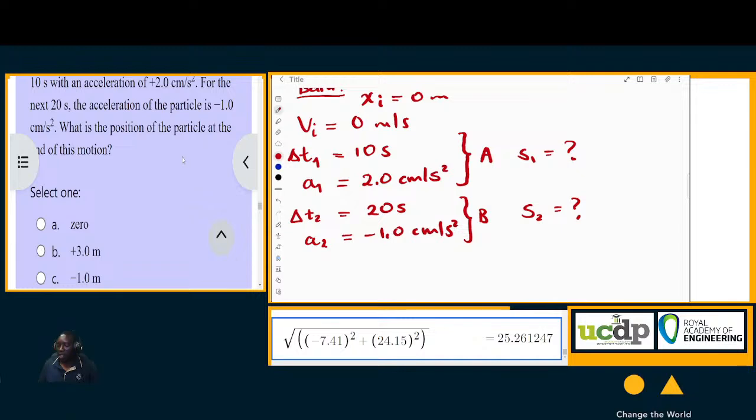How do we find S1? How do we find S2? So we're given initial velocity, we're given acceleration, we're given time. That should make it easy for us to find S1. How do we find the displacement S1, or the position after 10 seconds?